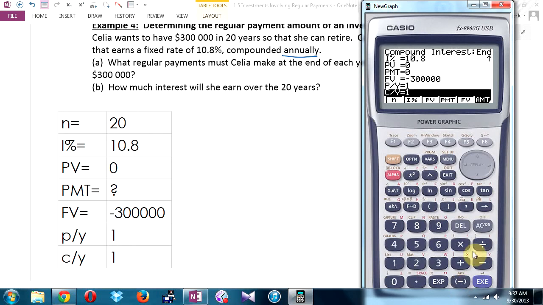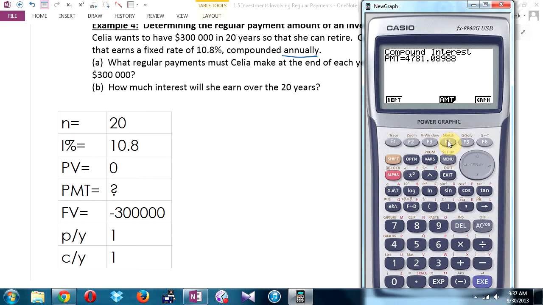What are we trying to find? A payment, which is going to be F what? F4? She's got to dump just about $4,781.09.